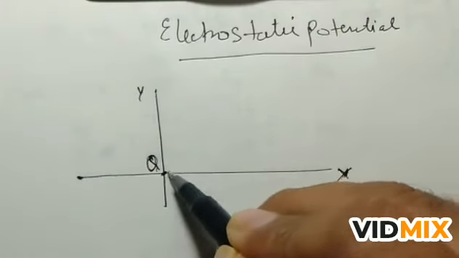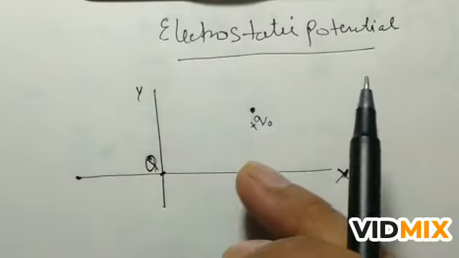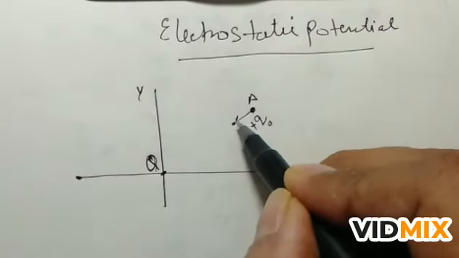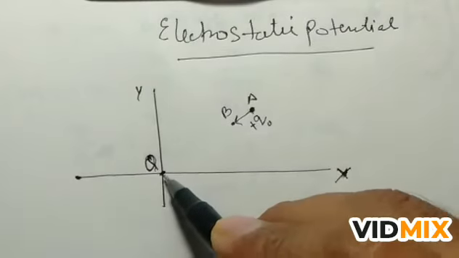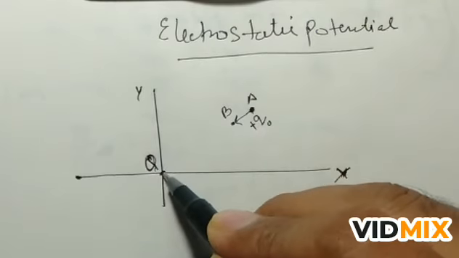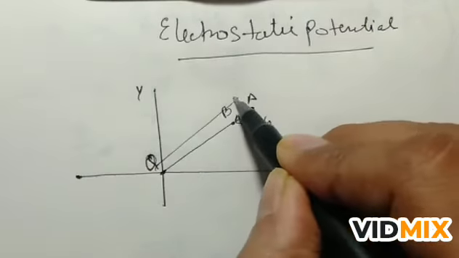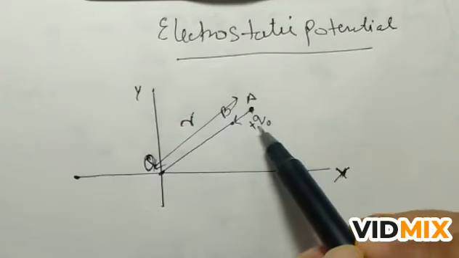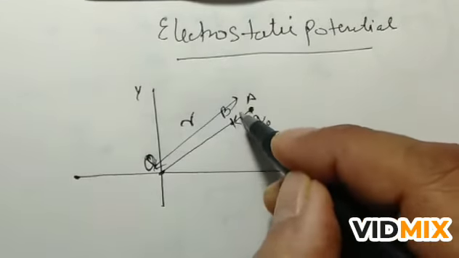Now let a small charge plus q naught be brought from a point A to any point B. The position of this point from the origin is the distance r, and the charge q naught, or we can say the test charge, is brought from point A to point B, a very small distance dr.